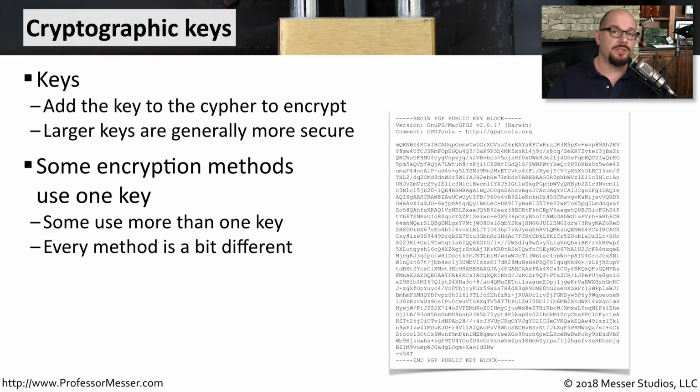Some encryption methods only use a single key to encrypt the data. Other encryption ciphers will use the key in multiple ways or will use multiple keys. The methodology that's used will depend on the cipher that's in use. The key that's on this page is my PGP public key that's available for anyone to see, and this is the key that's associated with my email address, which is james@professormesser.com.